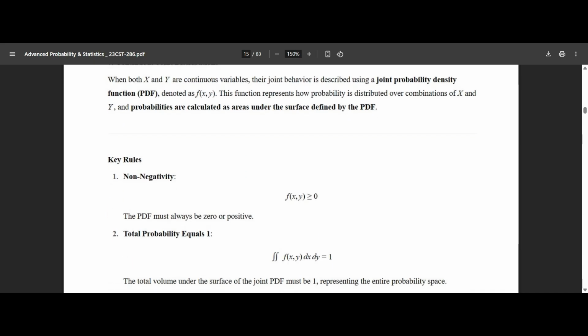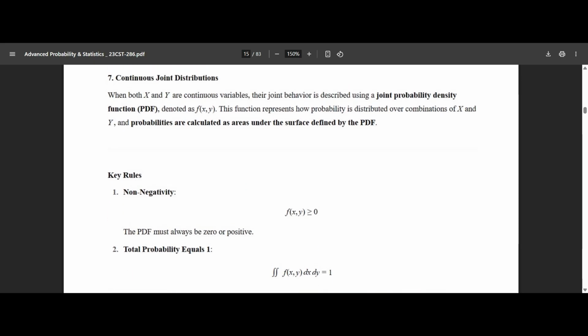Continuous joint distribution. When both x and y are continuous variables, the joint behavior is described using a joint probability density function, that is joint PDF, denoted by f of x comma y. So this function represents how probability is distributed over combinations of x and y, and probabilities are calculated as areas under the surface defined by the PDF.